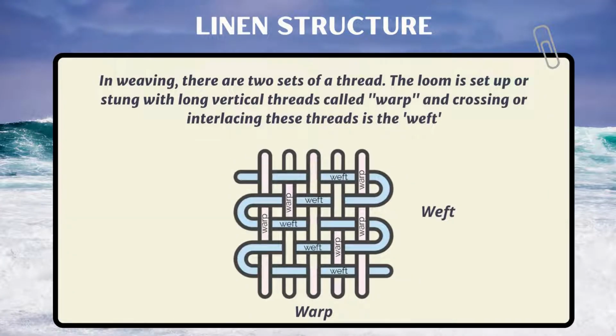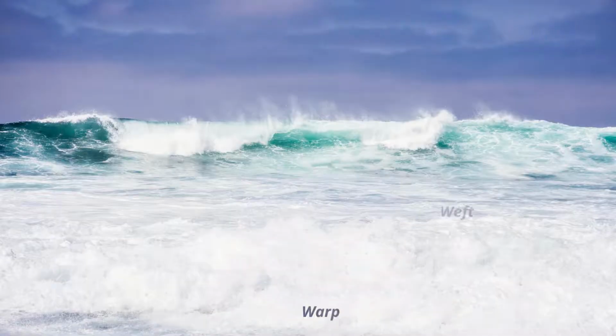Now comes the linen structure. There's a structure of linen, and it's a crisscross structure as you can see on the slide. In weaving, there are two sets of thread. The loom is set up or strung with long vertical threads called warp, and the crossing or interlacing threads are the weft. So as you can see in the structure, there's a crisscross structure, and the vertical strands are known as warp, and the horizontal strands are known as weft. I hope you have understood this particular structure. So let's move on to the next slide.